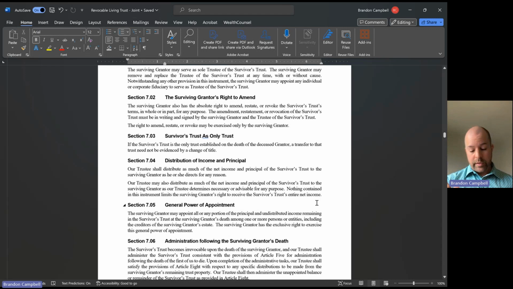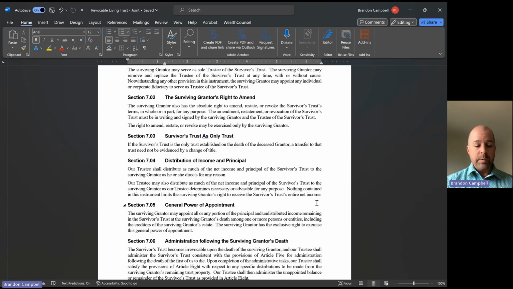Survivor's trust as the only trust. So the basic idea here is we don't have to set up a separate, different trust to hold everything that you're receiving. We're just going to keep everything under this one trust umbrella. When we use marital trust and all of that, we might actually end up having a couple different subsidiary trusts operating in different ways. But in a survivor's trust, we're keeping things really simple.